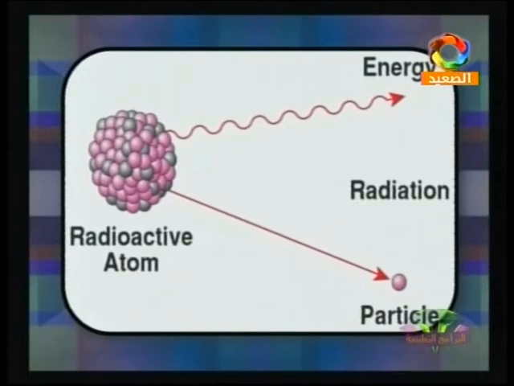After that, this is a type of radioactive atom. Any radioactive atom makes energy in the form of waves or heat energy, and we have radiation. I cannot see this radiation, like gamma rays and X-rays. We have many of these rays. They are invisible rays. And we have particles, like neutrons, alpha particles, and electrons that are called beta particles, and so on.